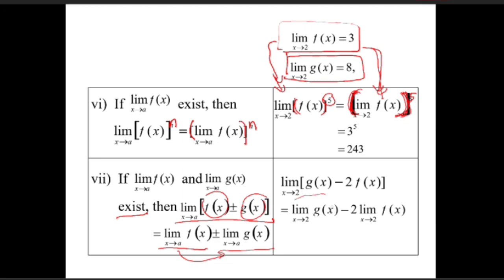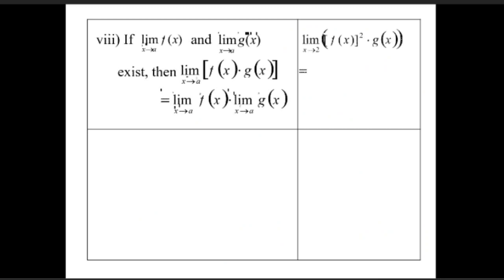Separate this, write a minus in the middle, and then since 2 is a constant, bring it to the front of the limit. Now you can substitute the values that are given in the question, because the limit of g(x) as x approaches 2 is equal to 8, and then the limit of f(x) as x approaches 2 is 3.